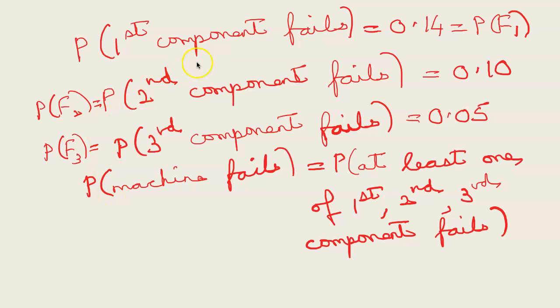Now, probability that the first component fails is 0.14. So this is probability of F1. Probability of F2 is probability that the second component fails is 0.10. And probability of F3 is probability that the third component fails is 0.05. The probability that the machine fails is probability that at least one of the first, second, third component fails. If even one fails, the machine fails.